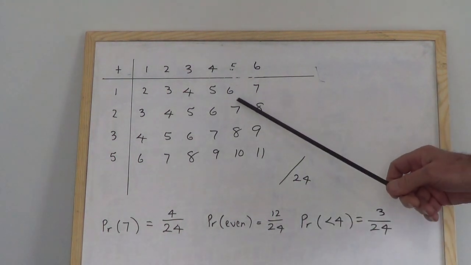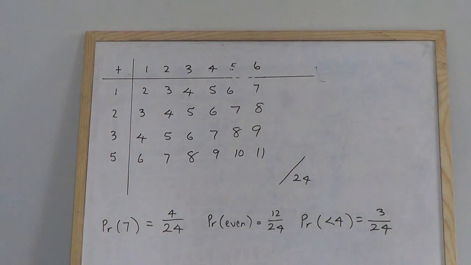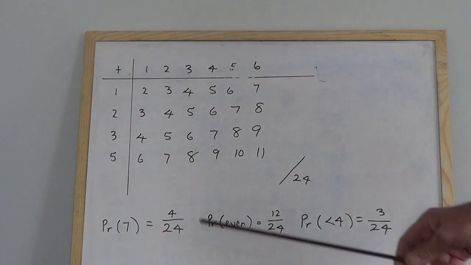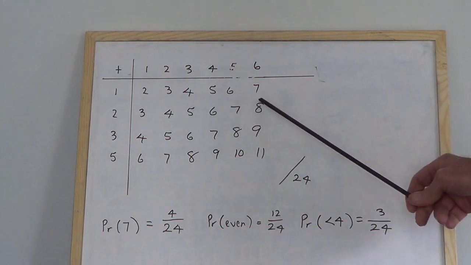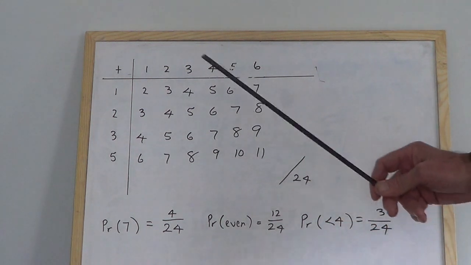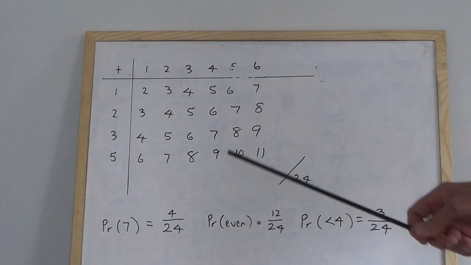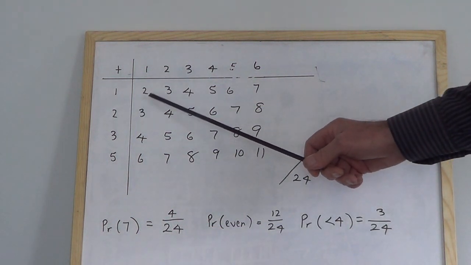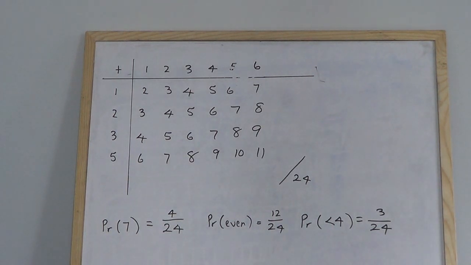Now, first question is the probability of getting a 7. Count the 7s. 1, 2, 3, 4. It's 4 over 24. Find the probability of an even number. 1, 2, 3, 4, 5, 6, 7, 8, 9, 10, 11, 12. There's 3 in each line. So that's 12 over 24. And the probability that it's less than 4 is just 2, 3 and 3 there. So there's 3 altogether. So that's 3 over 24.